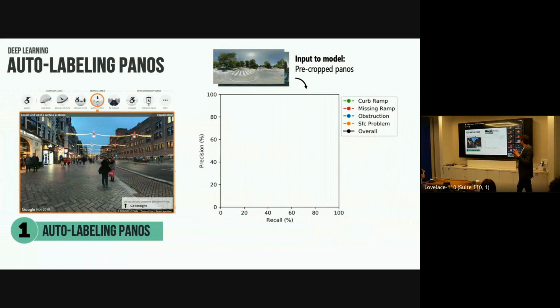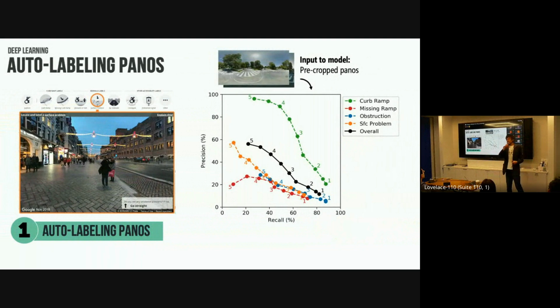Here is panos. We actually use a sliding window on a massive pano. And there's a lot of opportunities for false positives and false negatives. So you're seeing the precision recall curve. And again, curb ramp performs best, but overall, this isn't good enough to actually help our system. This is not shipped in Project Sidewalk yet, right?